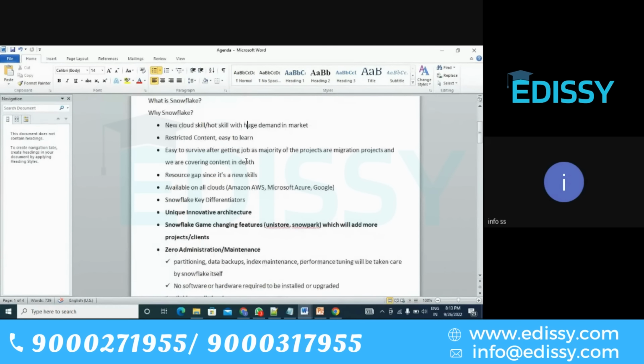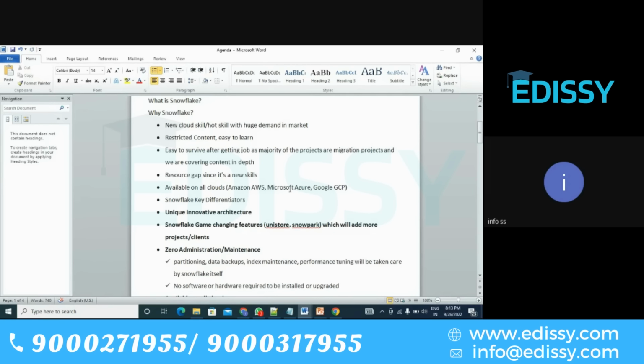Apart from this, another main reason is that it is available on all clouds. Snowflake is a cloud skill, a cloud database sort of thing. It is not restricted to one cloud. It is available on all public clouds like Amazon AWS, Microsoft Azure, and Google GCP. So this is also another advantage, irrespective of which cloud is trending.